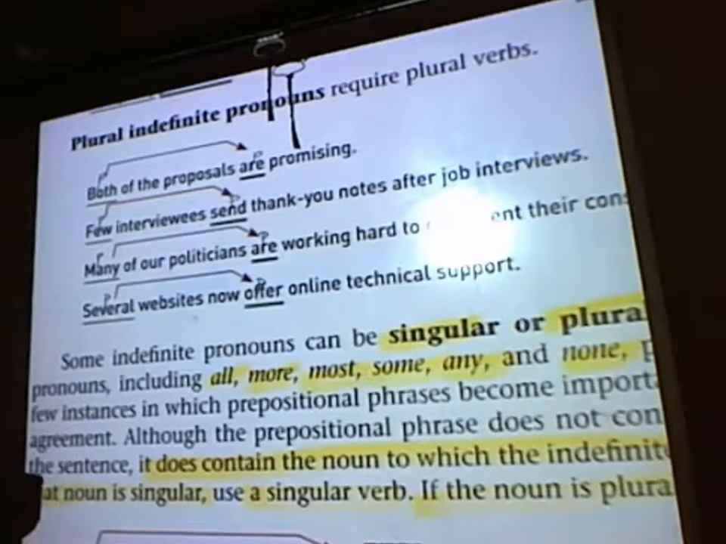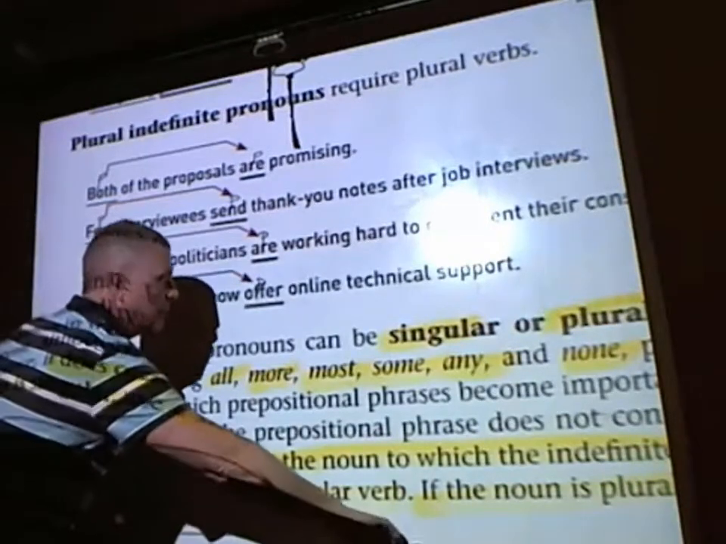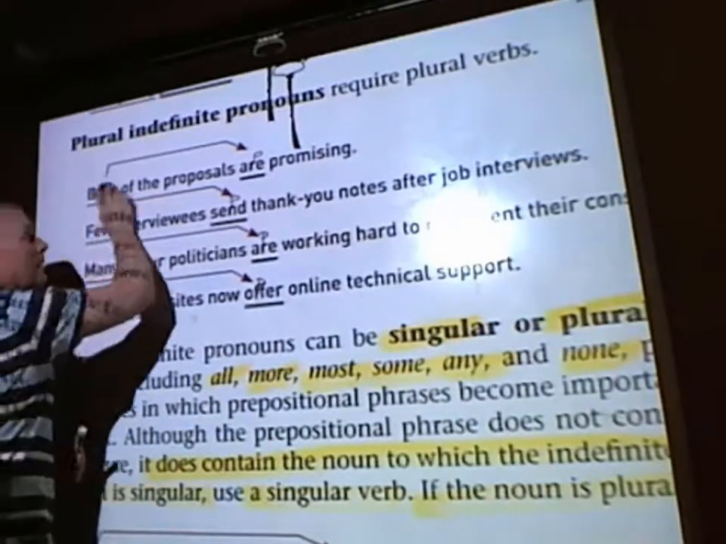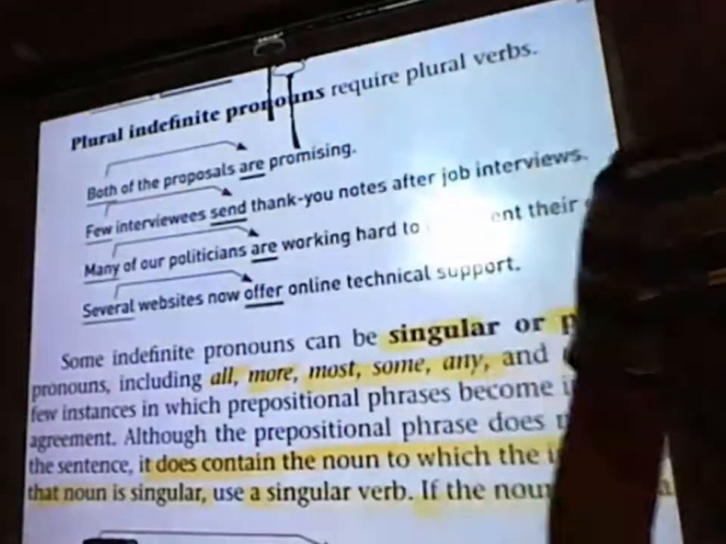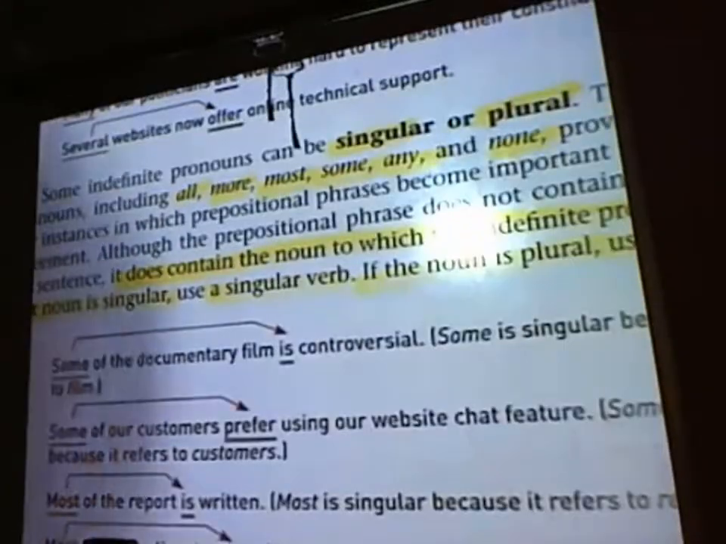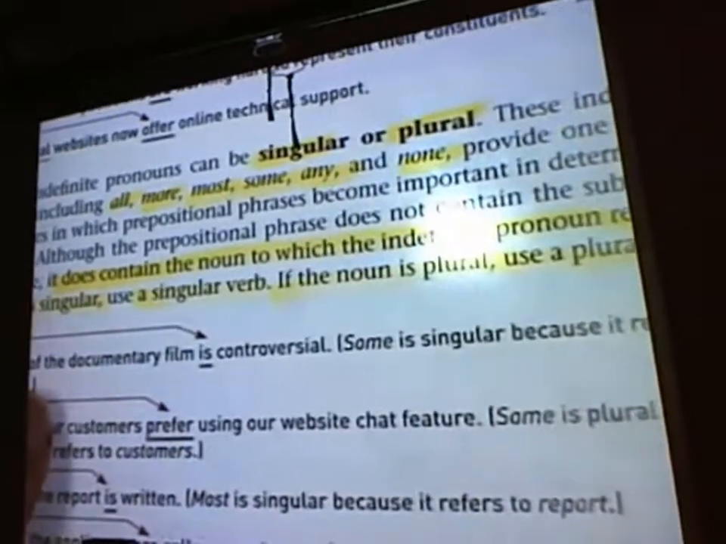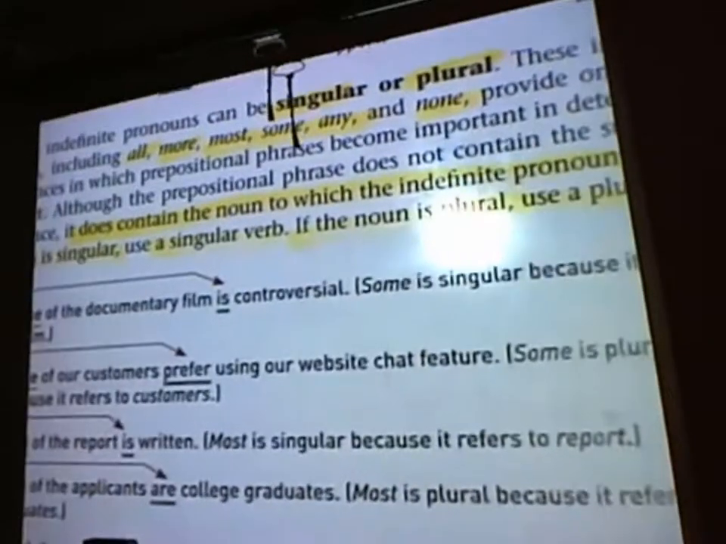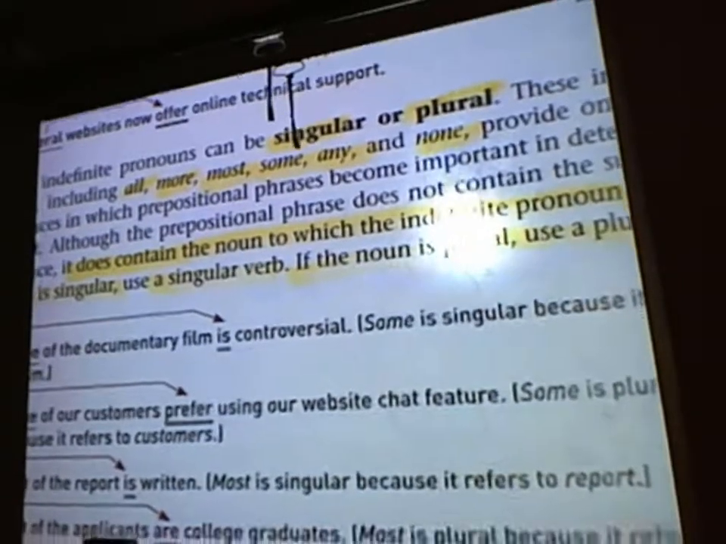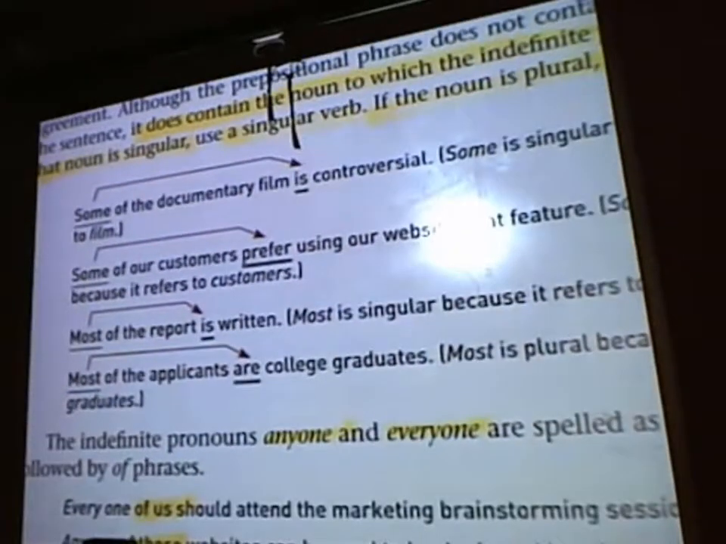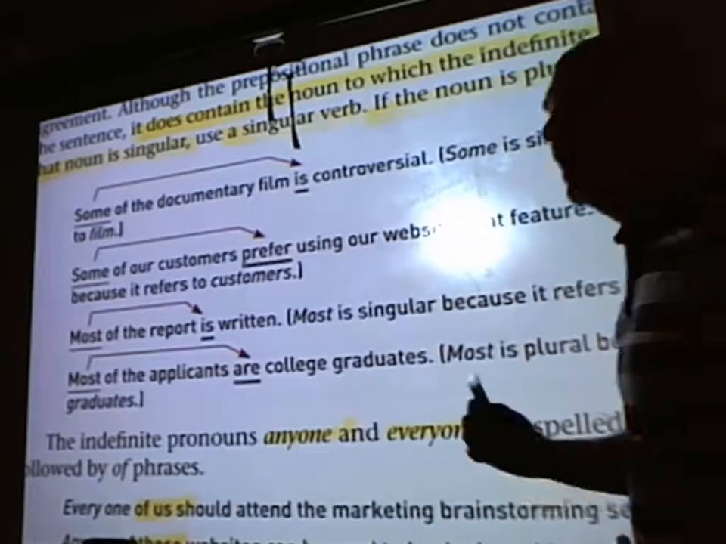Now this next section shows pronouns that can be singular or plural. And those include all, more, most, some, any, and none. Look at the prepositional phrase that follows, and if the object of that preposition is singular, use a singular verb. If the object of that preposition is plural, use a plural verb.